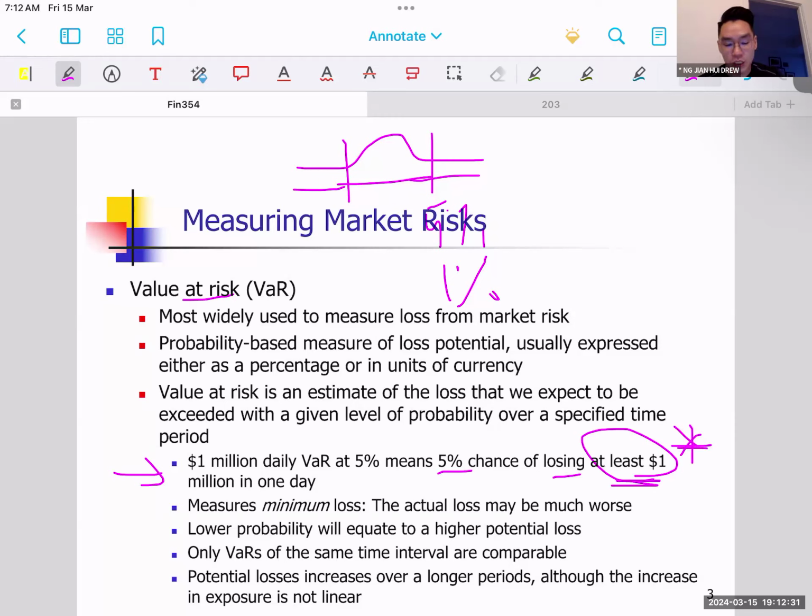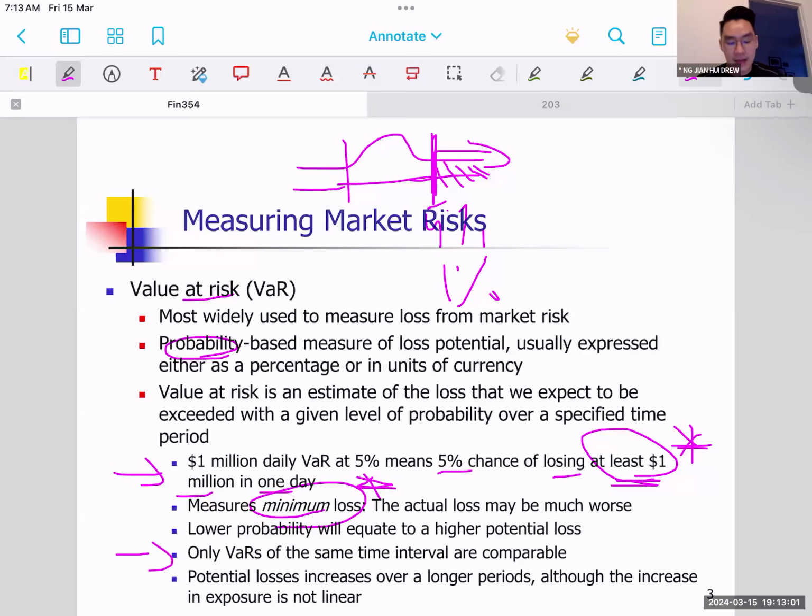So in a normal distribution, what we're looking at is here, right? At least. So at this point, you can make a loss of more than 1 million in this case, and in one day. And the VAR measures the minimum. So this is important, right? It's not the maximum loss, it's the minimum loss. And because we are using a normal distribution, it's using probability.